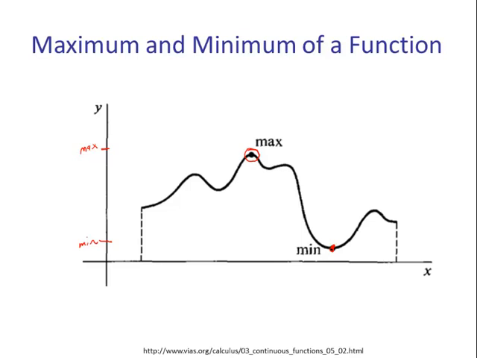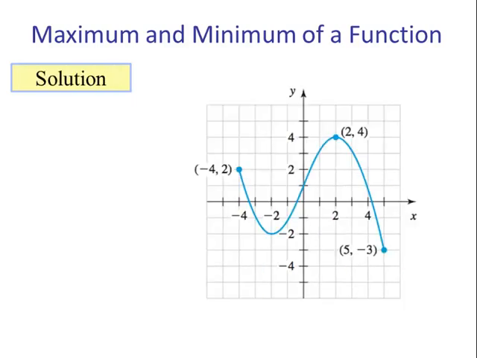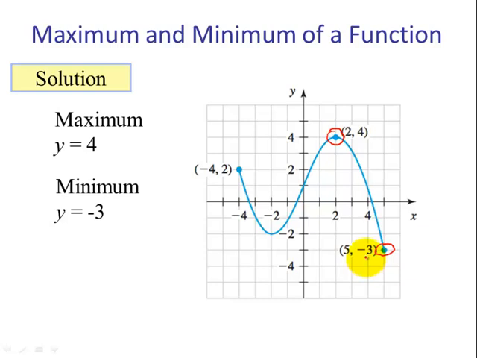Let's do an example. Example 13. Use the graph of the function to determine where the function has a maximum and a minimum. So for the first one, we look for the largest y value for the maximum, and it's here. And for the minimum, we look for the smallest y value, and it is here. So the maximum, y equals 4. For the minimum, it's negative 3.